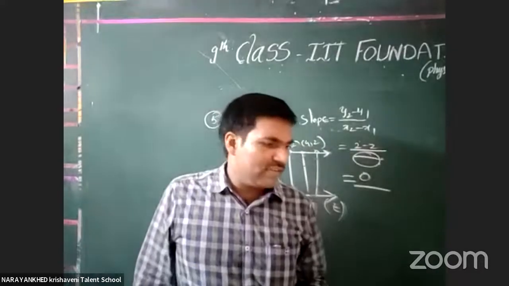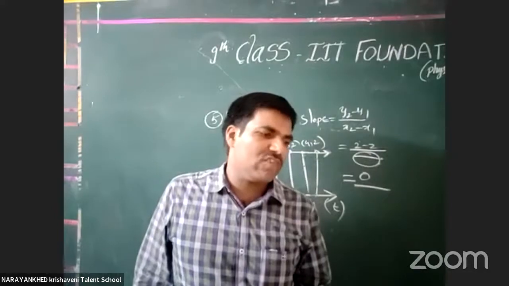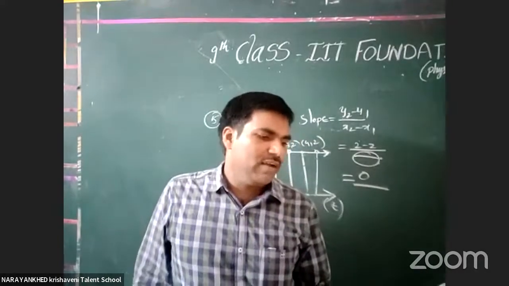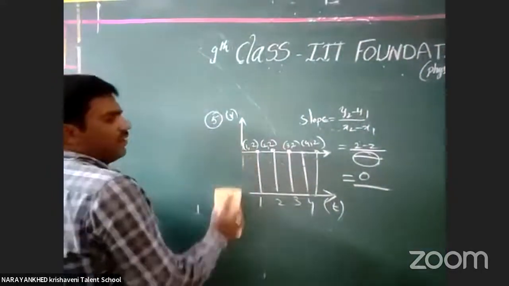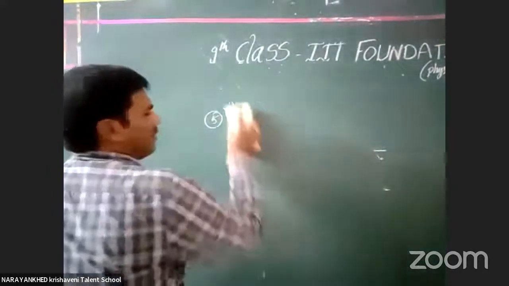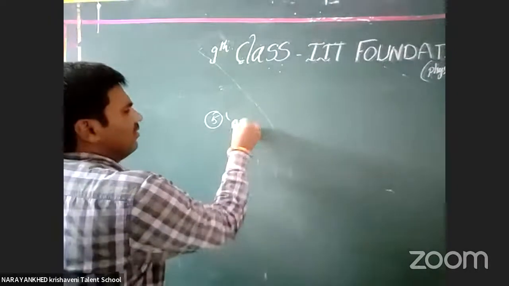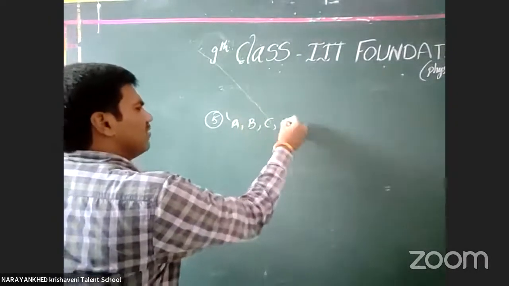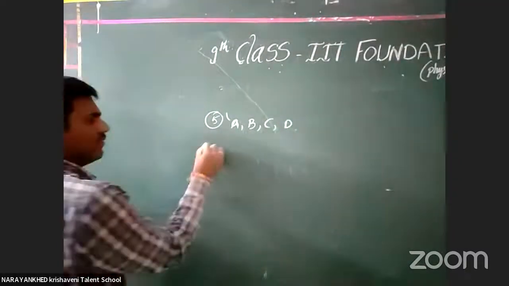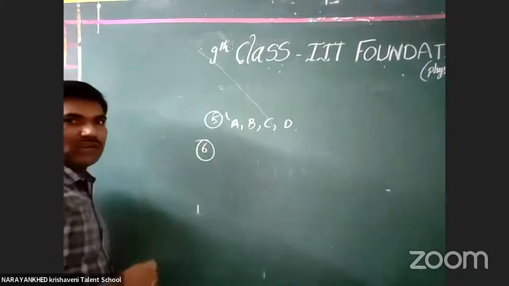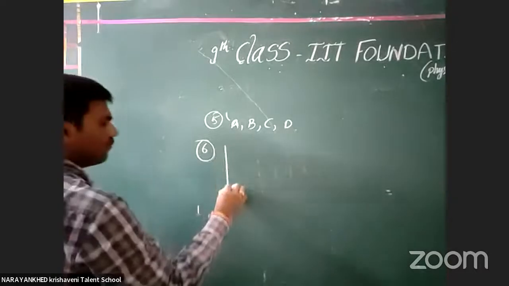Now, next, match the following. A displacement versus time curve is given, and the match the following is given here. Yes, all are answers only for the fifth question. A is an answer, B is also an answer, C is also an answer, D is also an answer. Next, the sixth question. Once check it, what is the graph? Like this graph they have given.